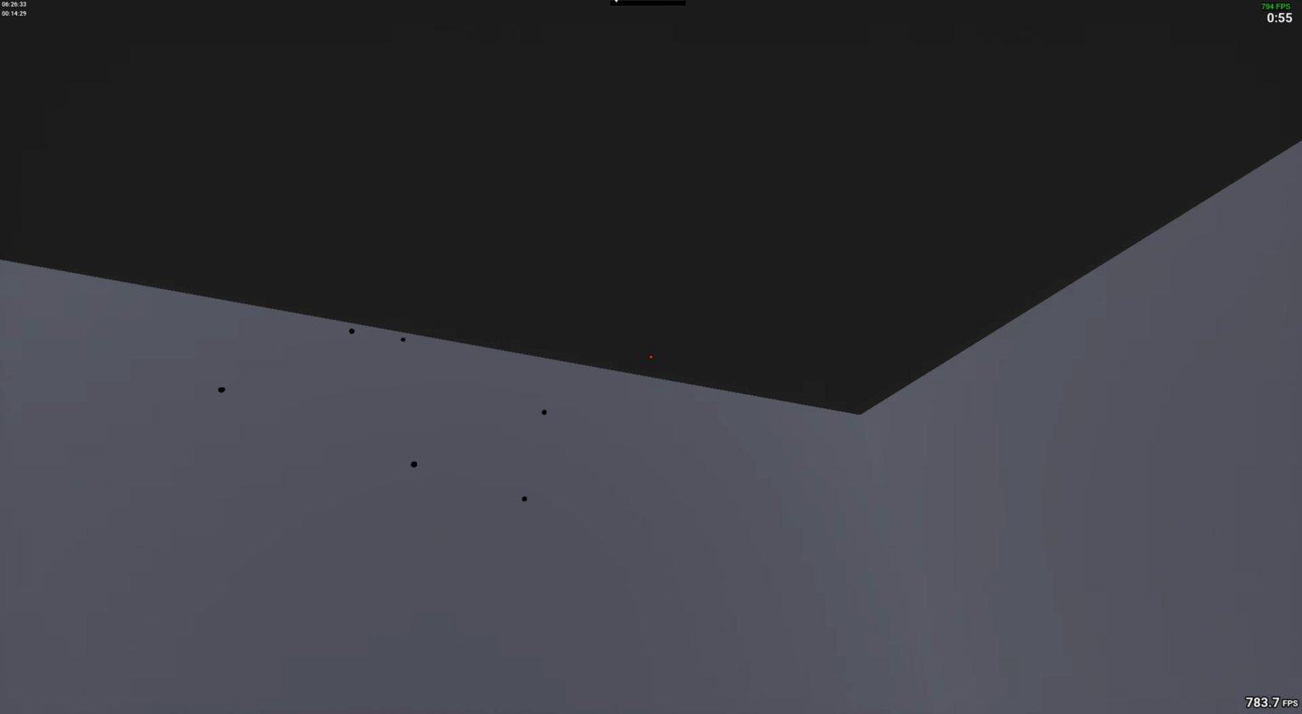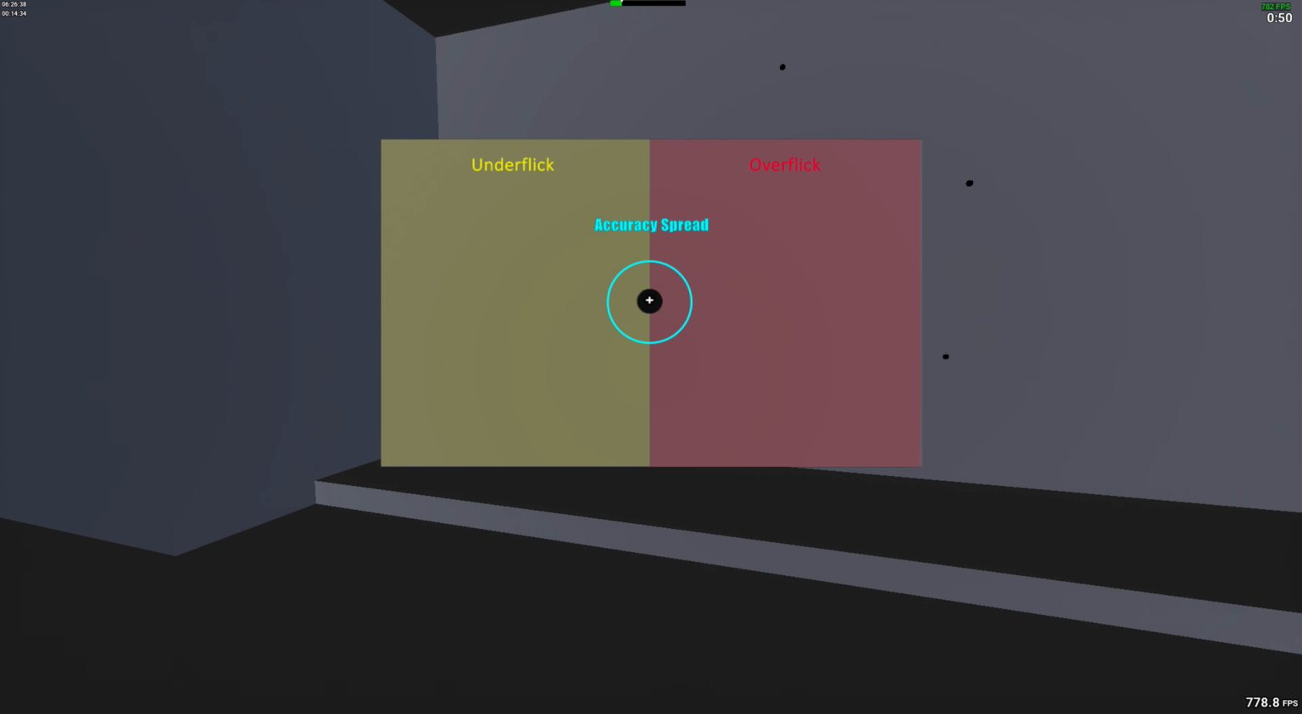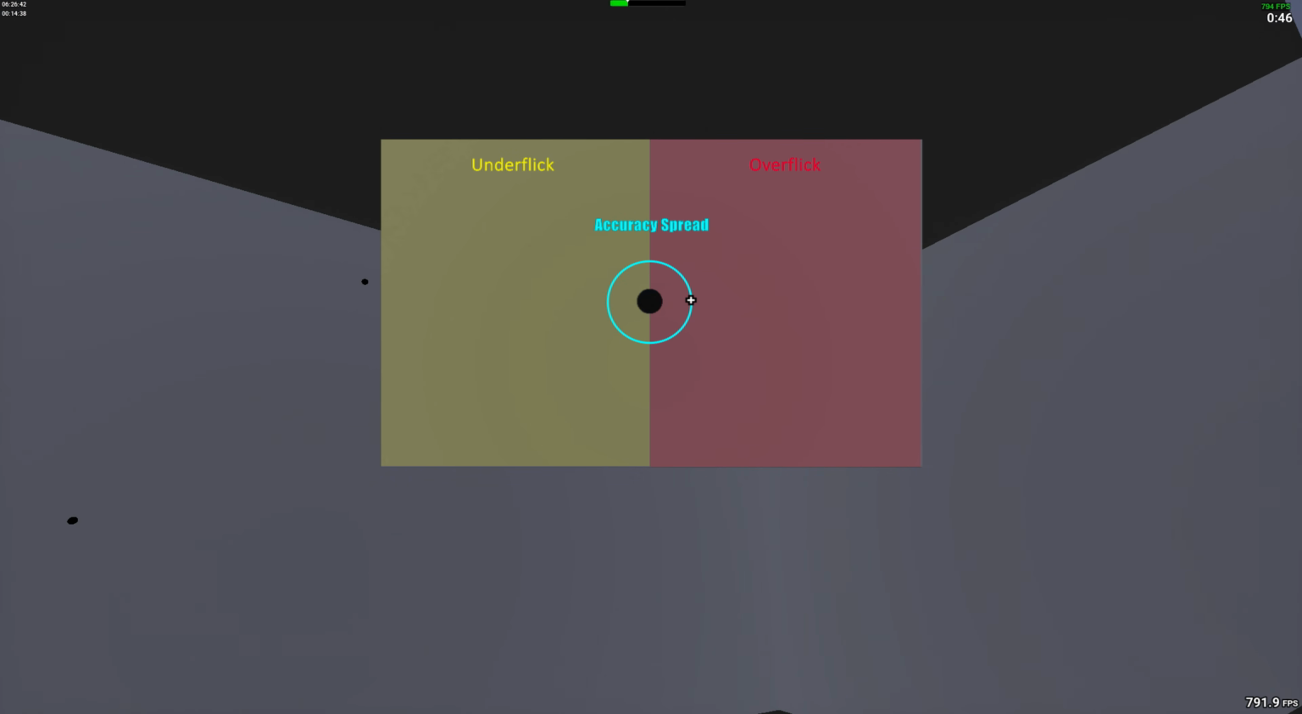As we flick directly at the target, there are three possible outcomes that can occur based on the positioning of our crosshair that lands relative to the target. The intended outcome of landing directly on the target, landing short of the target, which is an underflick, or landing past the target, which is an overflick.